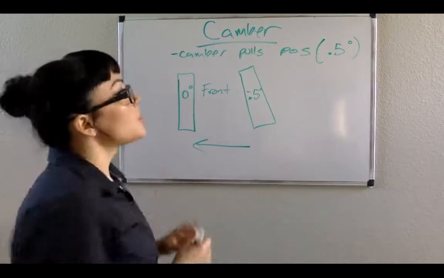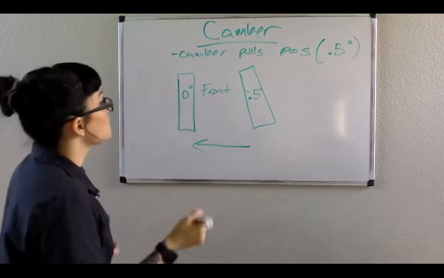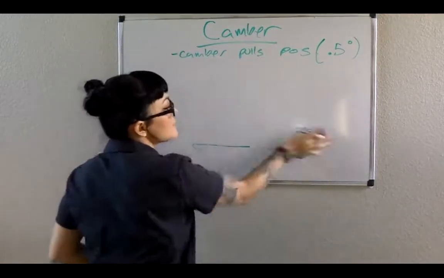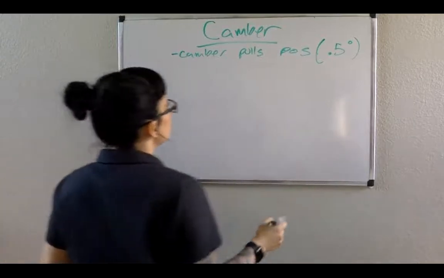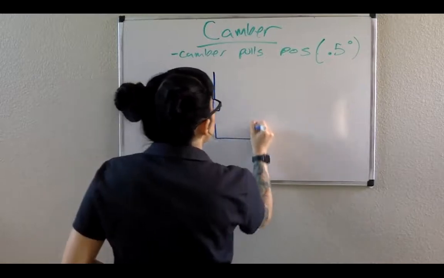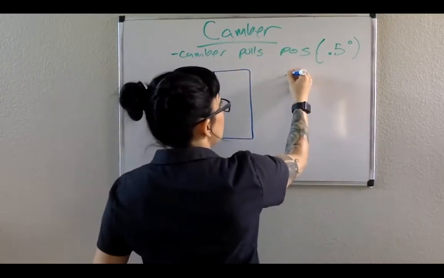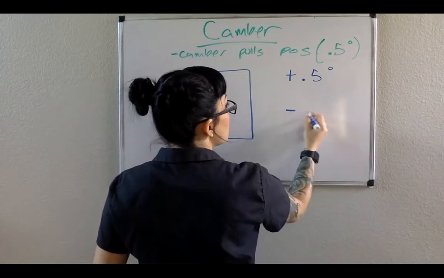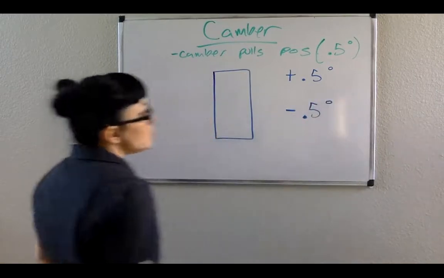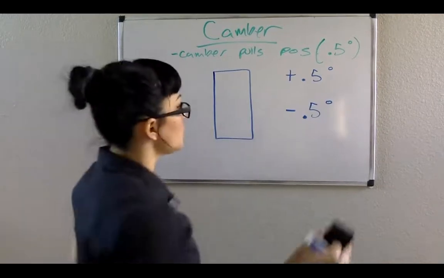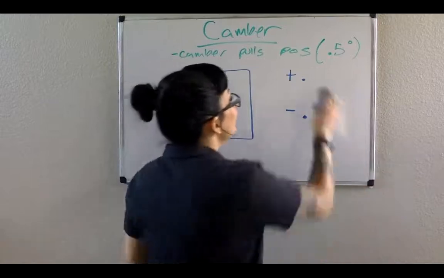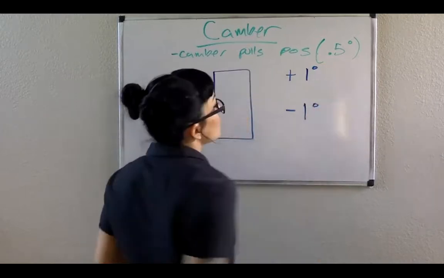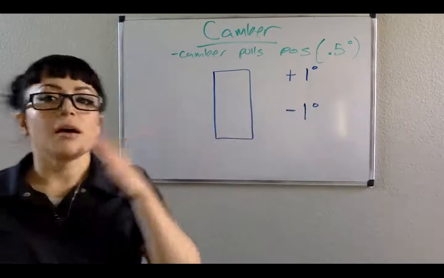Also, in order to have excessive tire wear, abnormal tire wear, my tire needs to be either in excess of 0.5 degrees or lower than 0.5 degrees. I'm sorry, I totally screwed that up. I'll see if I can edit that out. It's actually going to be, tire wear is usually going to be past 1 degree or under 1 degree. I think my brain was still on pulling.